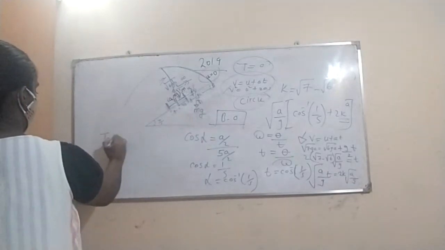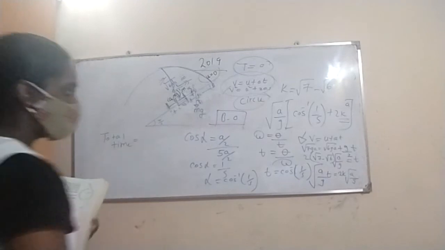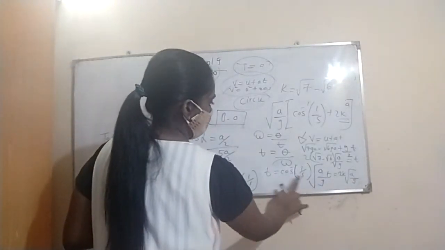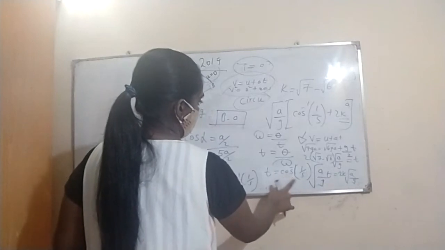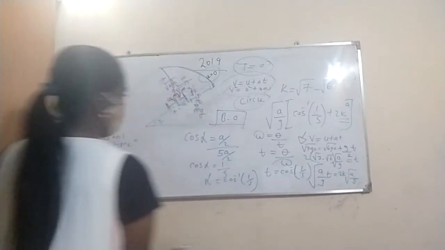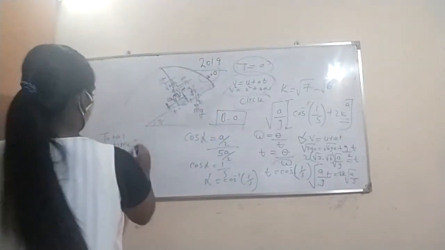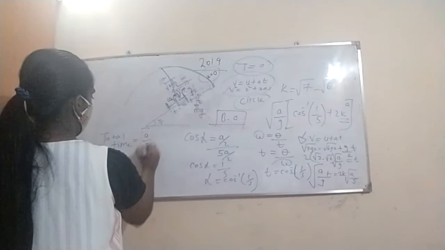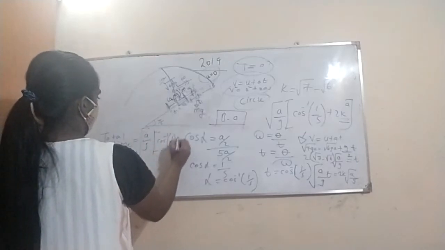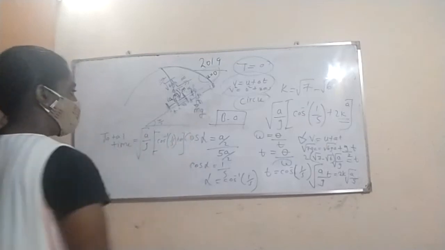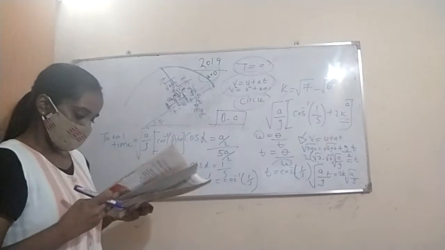Total time is equal to one time plus the other. So what is that time? That is cos inverse 1 over 5, over omega, that is square root of A over G. In this time also there is square root of A over G common, so I can take it common. Then what will I get? Cos inverse 1 over 5 plus 2K. So we showed that. Okay.